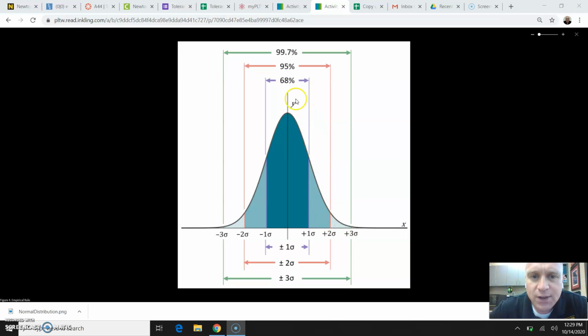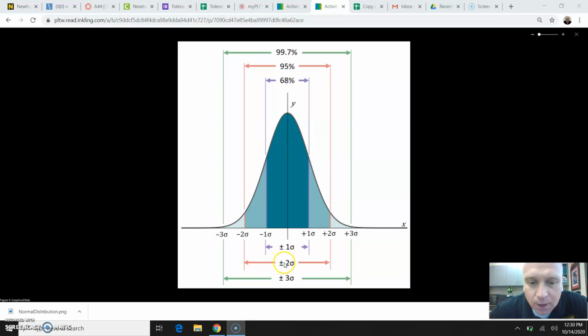If we take our mean value that's right here in the center again, and we add one standard deviation, and this Greek letter here stands for standard deviation, and if we take our mean and we subtract one standard deviation, 68% of the data will fall within one standard deviation of the mean value.